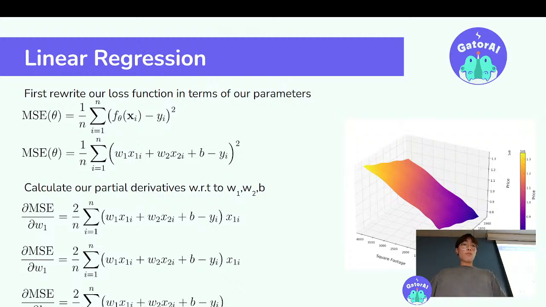So we start off with our loss function. Essentially what we do is we replace f theta of x_i with our function from the last slide, which is w1 x1,i, where i is the example that we're giving it. And we're summing all of these differences from the actual data, which is y_i, and we're squaring them, and taking the average of the squares of the residuals. So next, let's calculate our partial derivatives with respect to w1, w2, and b.